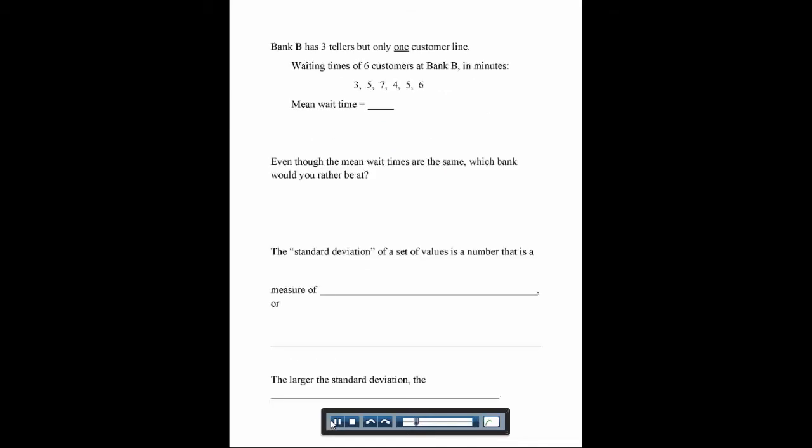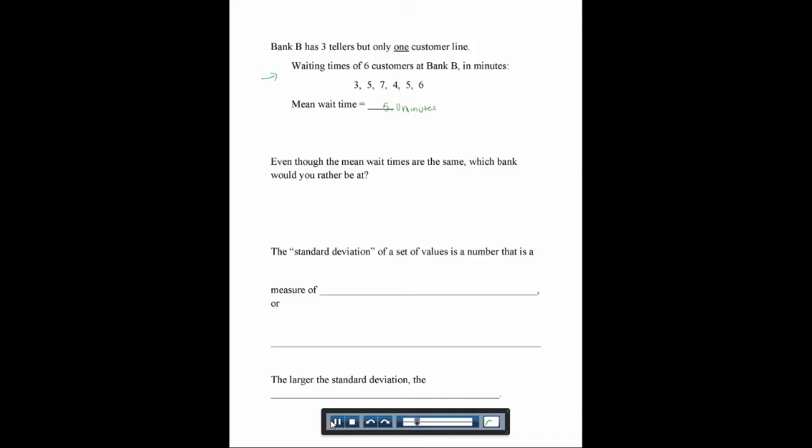Now on the next page, let's look at bank B. They only have 1 customer line, okay? And so their waiting time was 3, 5, 7, 4, 5, and 6. And if you take the average of those numbers, again, we get 5 minutes. So we see that, again, even though they had different wait times, their averages were the same.